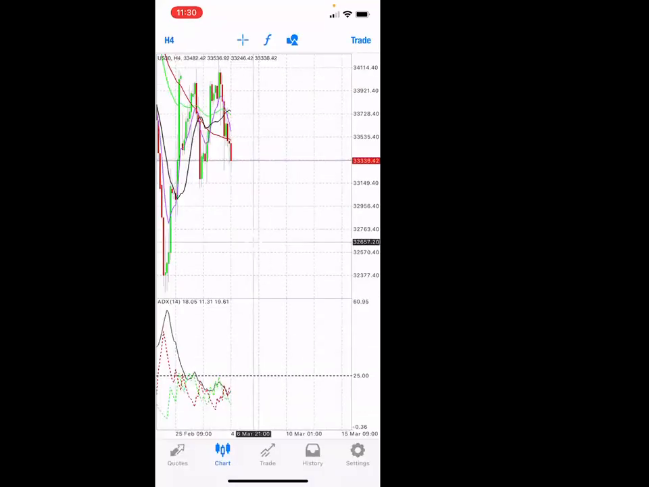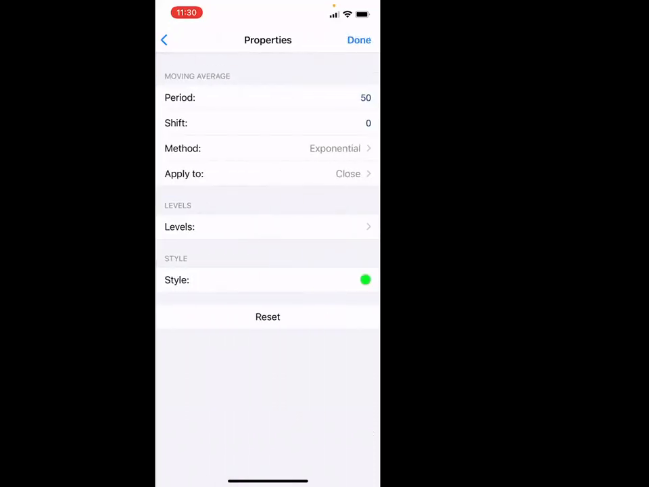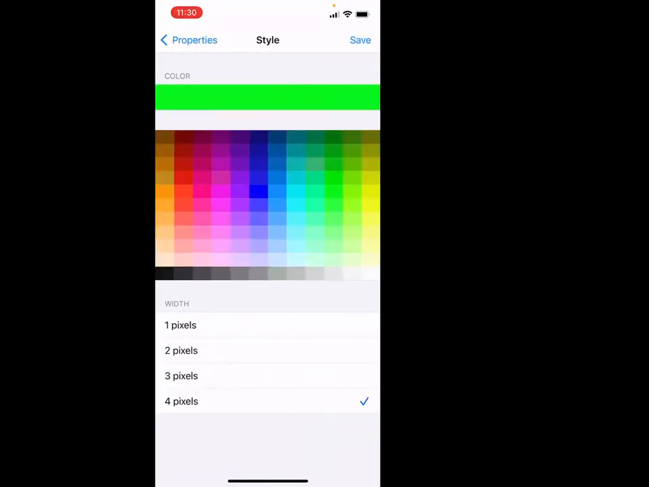But this is ADX. Anything above 25 down here, you have high momentum. And as you can see over here, it had a lot of momentum. When the red is going up, it means it's selling. When the green is going up, it means it's buying. Pretty straightforward. So turn that off. Those are my moving averages, exponential, and make sure you can see them. Make the pixel 3 or 4.